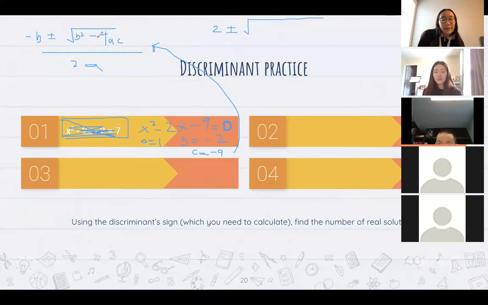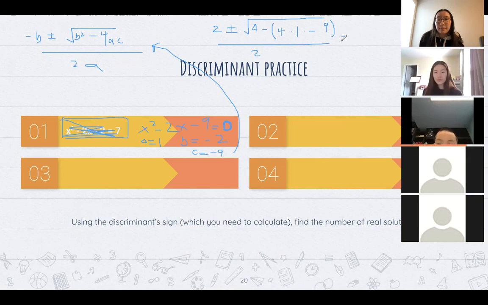Now the square root. So b squared is -2 squared, and that is 4. Now minus 4ac. So that's minus 4 times 1 times -9, all over 2a. And a is 1, so it's over 2. Yes. Okay. And now we simplify that further.